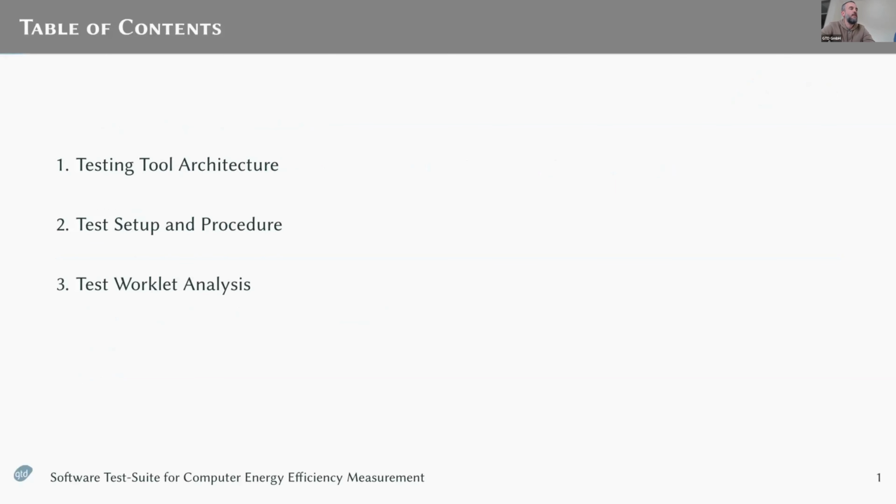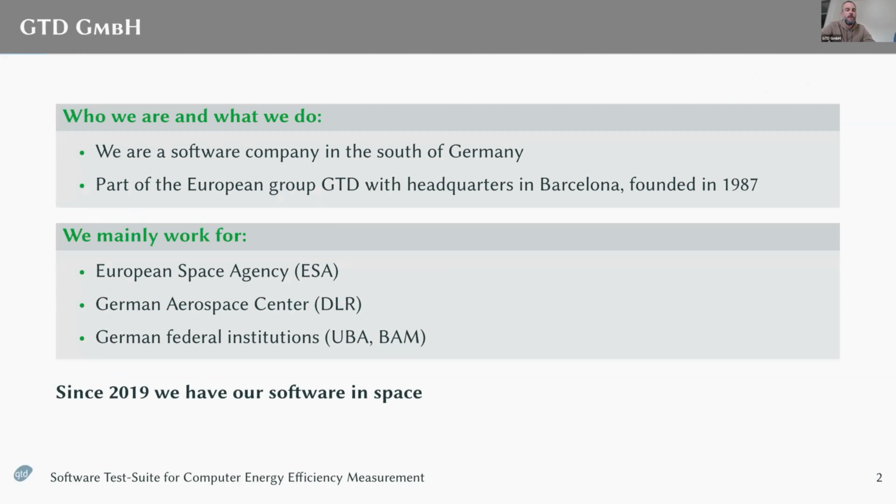As I said, these are the 3 pieces. Let's jump over that. Just a brief word about GTD itself, since many of you won't know our company before. We're a software company here in the south of Germany, and we're part of a bit bigger group than the company in Germany itself. It's the GTD group, which is mainly a Spanish company. We have the headquarters in Barcelona. It was founded in 1987, and nowadays we have a couple of sister companies throughout Europe. So right now it's mostly a European group acting in several industries.